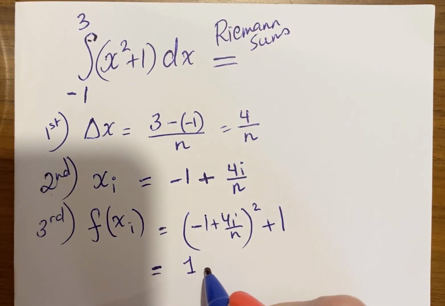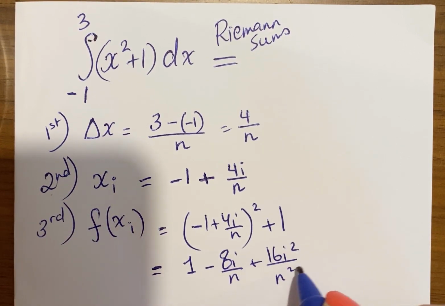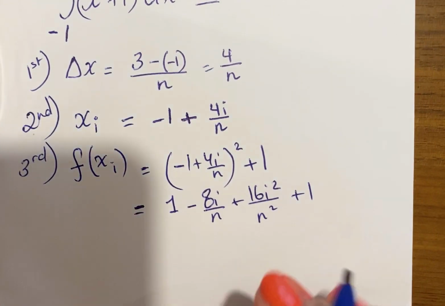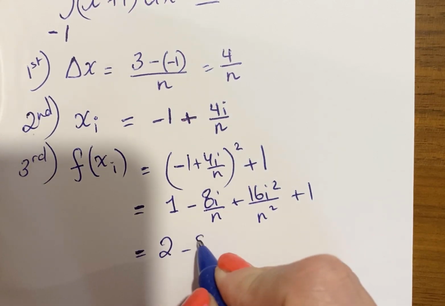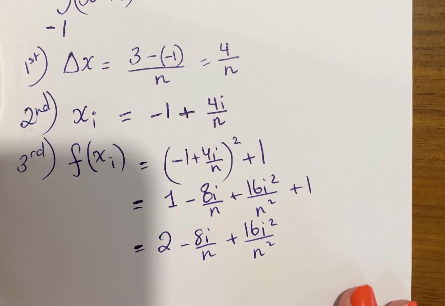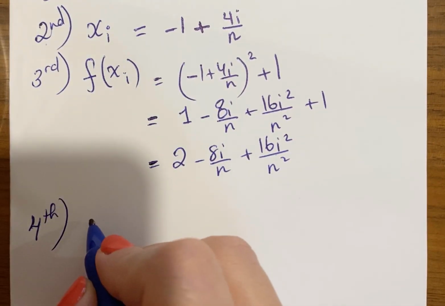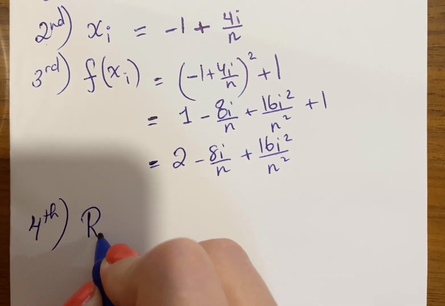Expanded, we get 1 minus 8i over n plus 16i squared over n squared plus 1. You simplify it, you get 2 minus 8i over n plus 16i squared over n squared. Fourth, you get the sums, the Riemann sums. What are the Riemann sums?